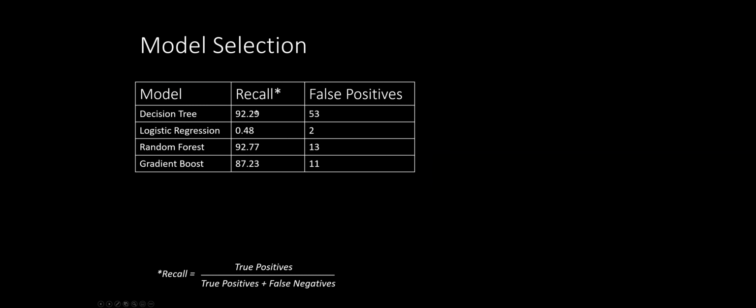So the decision tree, 92.29% recall, false positives 53, logistic regression 48.48% with 2 false positives. That one's a clear elimination. The random forest was 92.77 with only 13 false positives. Then the gradient boost was 87.23 with 11 false positives. So really the thing that stands out here is that the number of false positives of the random forest makes it a lot better than the decision tree, even though the recall is only slightly better. So that's the model we probably want to pick if we wanted to pick just one.